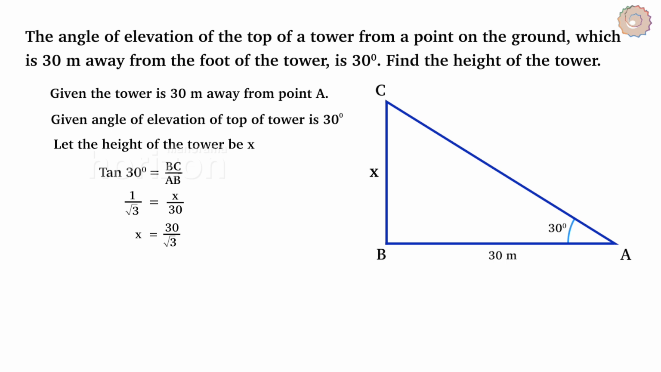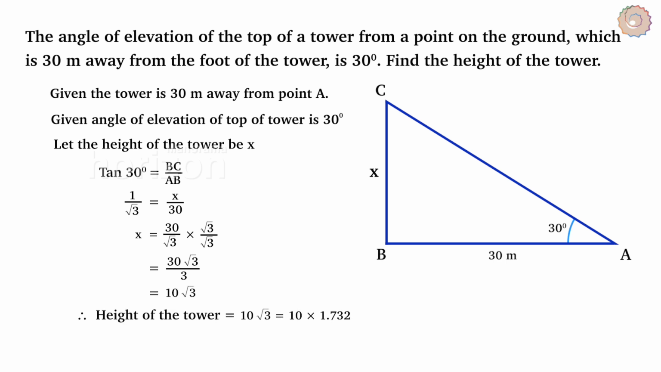Now let's rationalize. That is 30 by root 3 into root 3 by root 3. That is 30 root 3 by 3. Solving same for x, we get it as 10 root 3. Therefore, the height of the tower is equal to 10 root 3, which is equal to 10 into 1.732. Solving the same, we get 17.32 meter. Hence, the height of the tower is 17.32 meter.